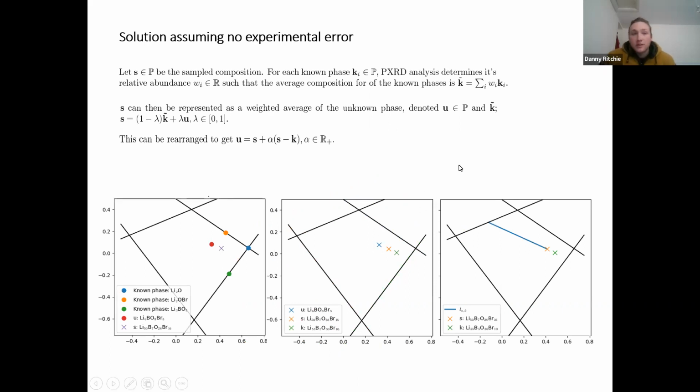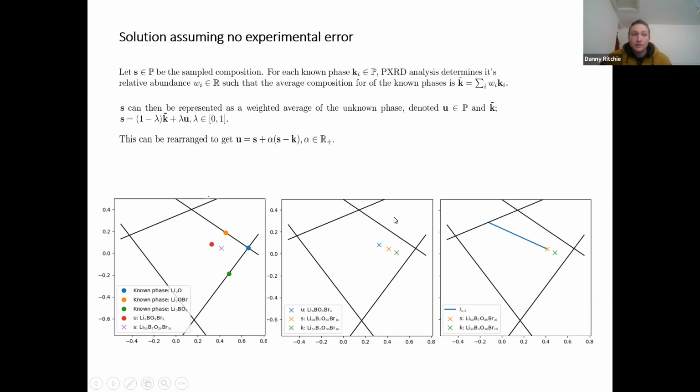So the solution, assuming no experimental error, is quite simple. Let F in P be the sampled composition. That would be this purple cross here. For each of the known phases, Ki, this is the orange dot, the blue dot, and the green dot, PXRD analysis can determine their relative abundance, Wi. And this allows us to work out the average composition, K tilde. K tilde is shown here as the green cross.